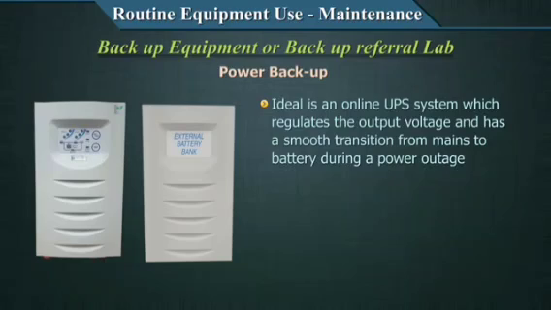Generally, the medium sized online UPS systems will give you 4 hours or at least 2 hours of backup depending upon how much equipment or how much electricity will be required for your lab for that period of time. And if you have an online UPS system, it will regulate the output voltage and has a smooth transition from mains to battery during an outage. This is something that every lab must give consideration to.